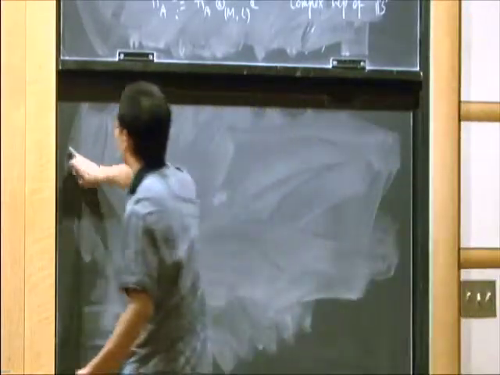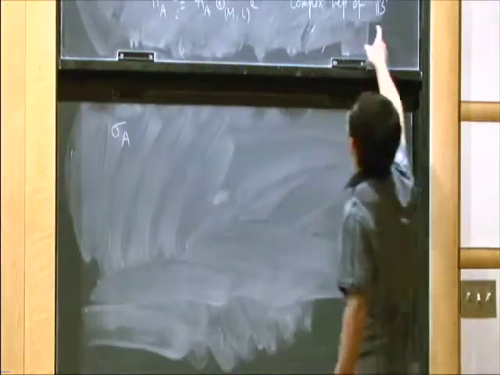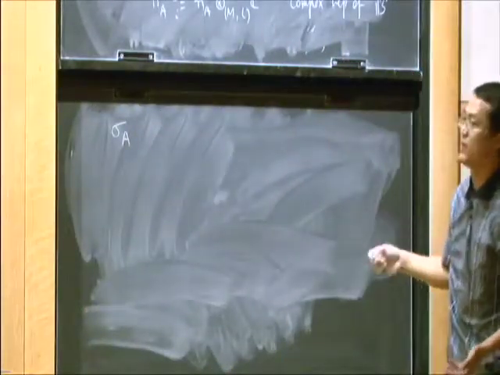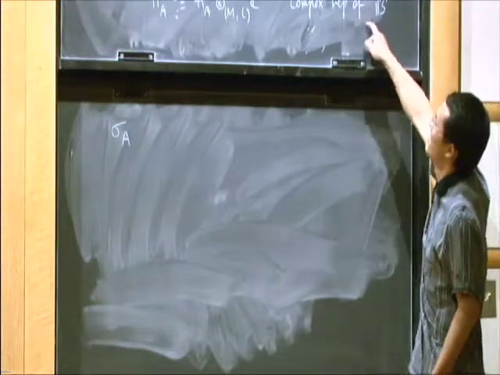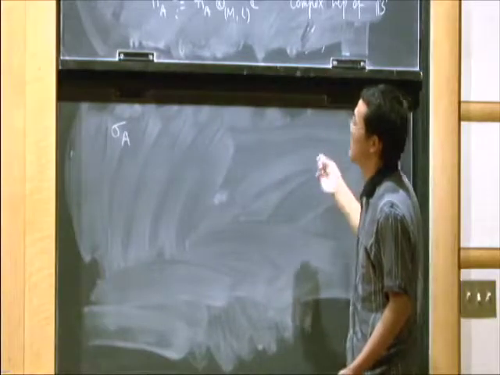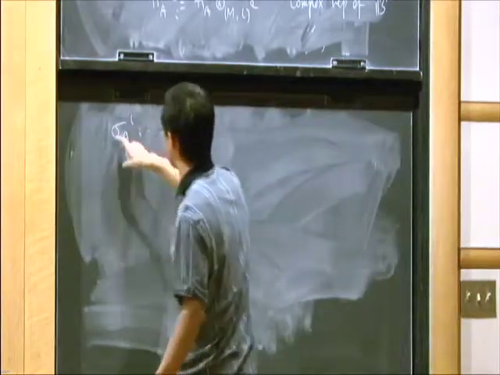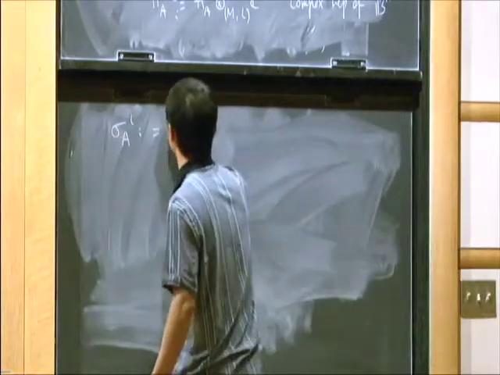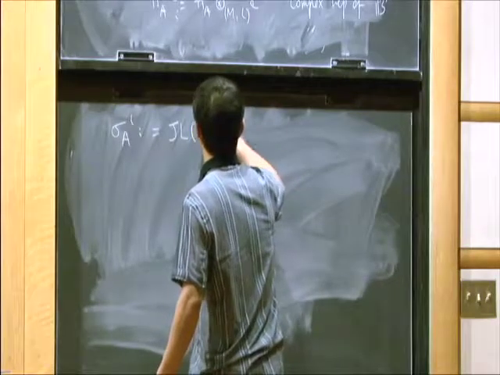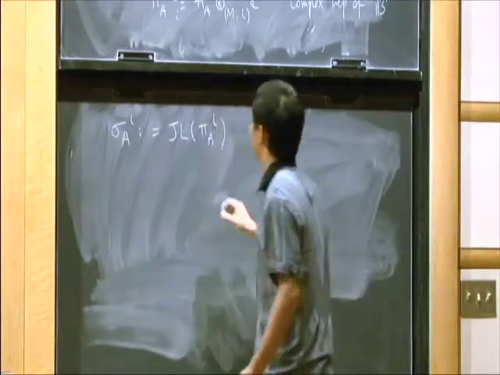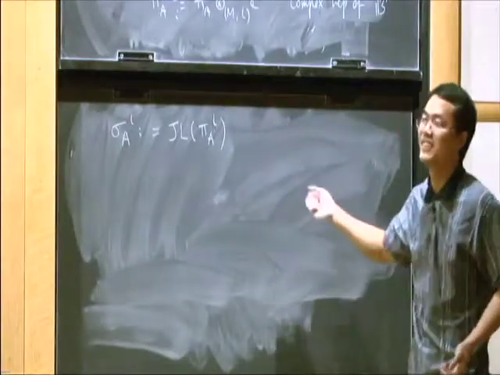And then that's sigma A. So this B cross is not an algebraic group over F. So to talk about the automorphy of this representation, we mean the automorphy of its Jacquet-Langlands correspondence. So this sigma A iota is defined to be the Jacquet-Langlands lifting of pi A iota. So this can be defined locally.